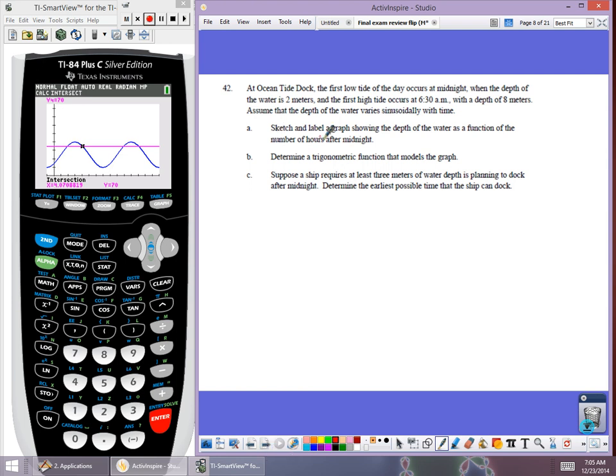So the first question says, sketch and label a graph showing the depth of the water as a function of the number of hours after midnight. So A, I know I'm going to be sketching a graph. So this, they said depth of the water, and I want some meters. And this, they said time as a function of the number of hours after midnight. Time, hours, since midnight.